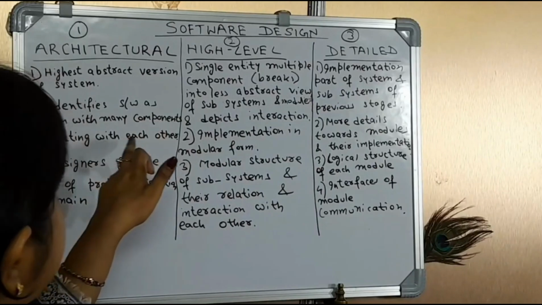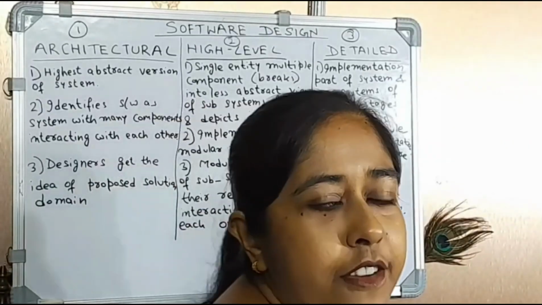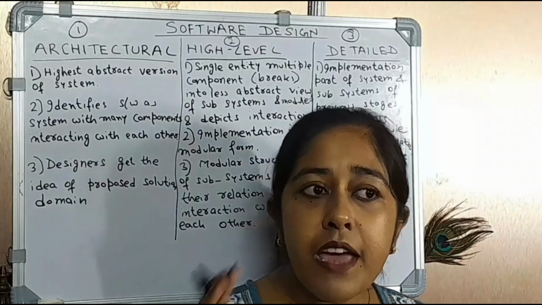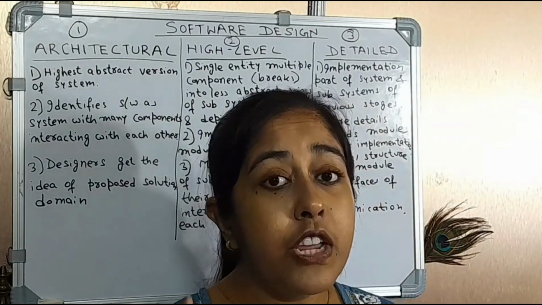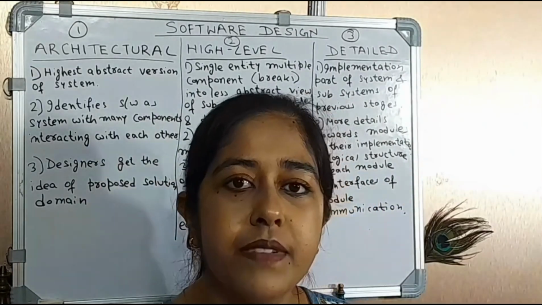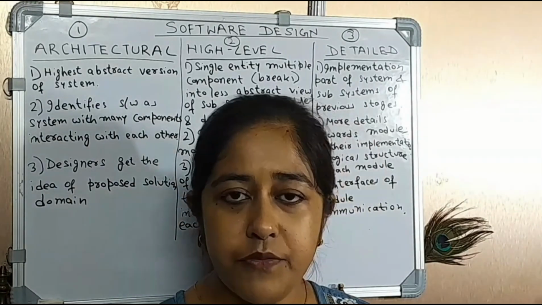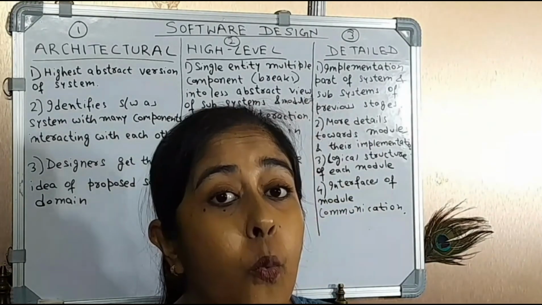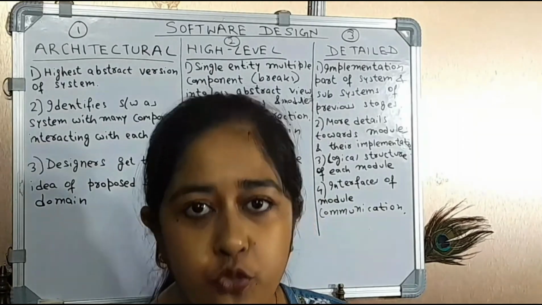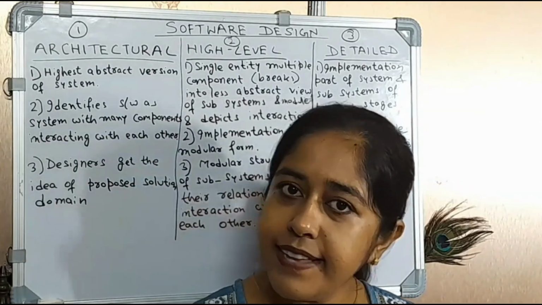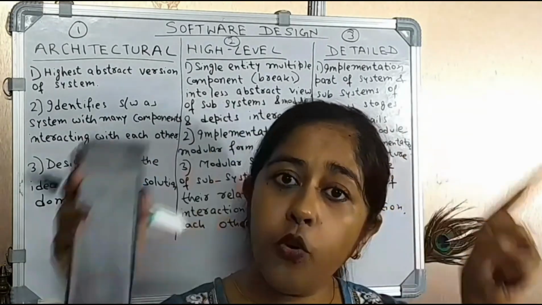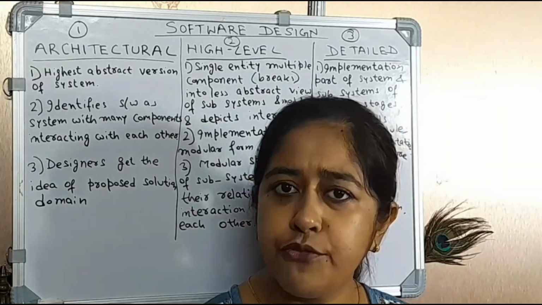Identify software as a system with many components interacting with each other. Here, first, we have the requirements for the whole system. This is what we did in our SRS document. What our whole system is going to do is given in the SRS document. So we are working with the whole system, our whole software.